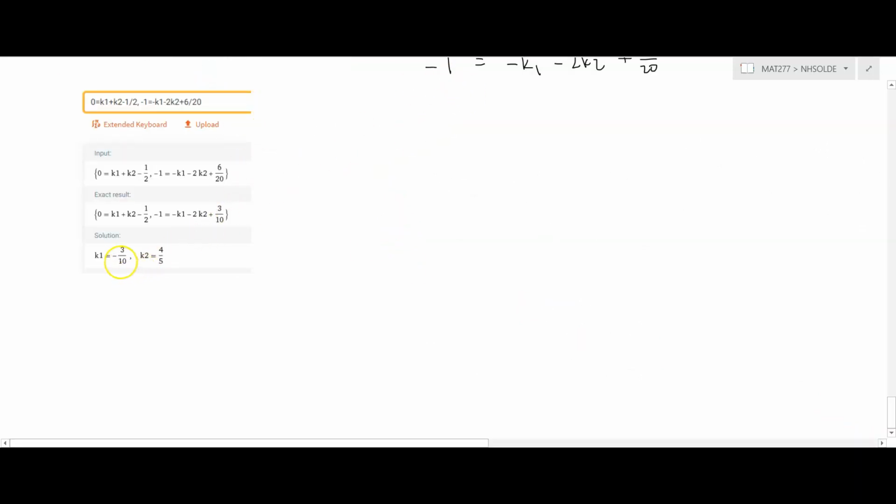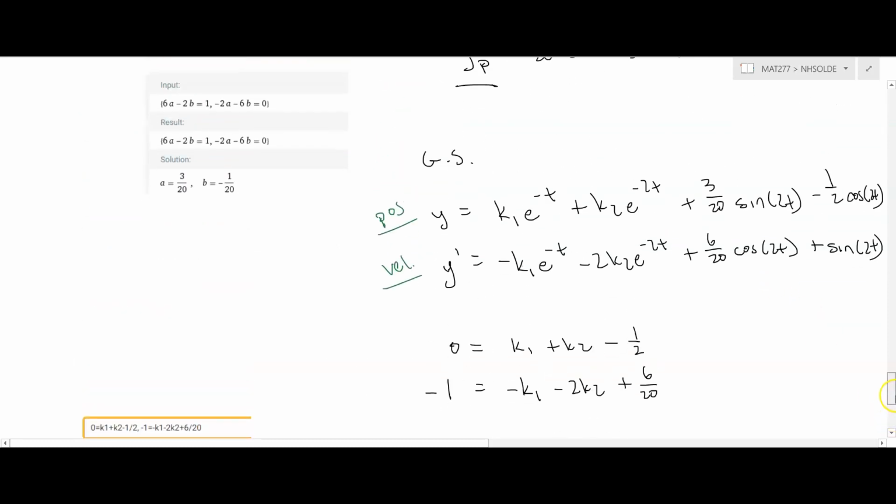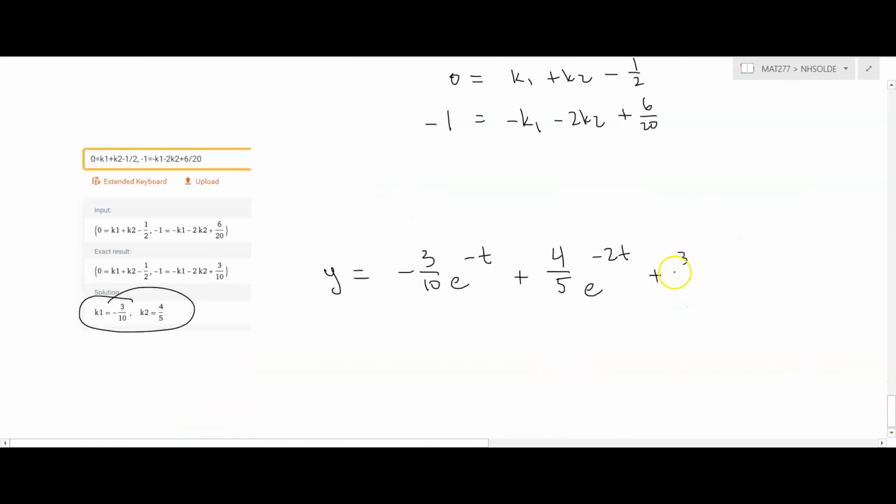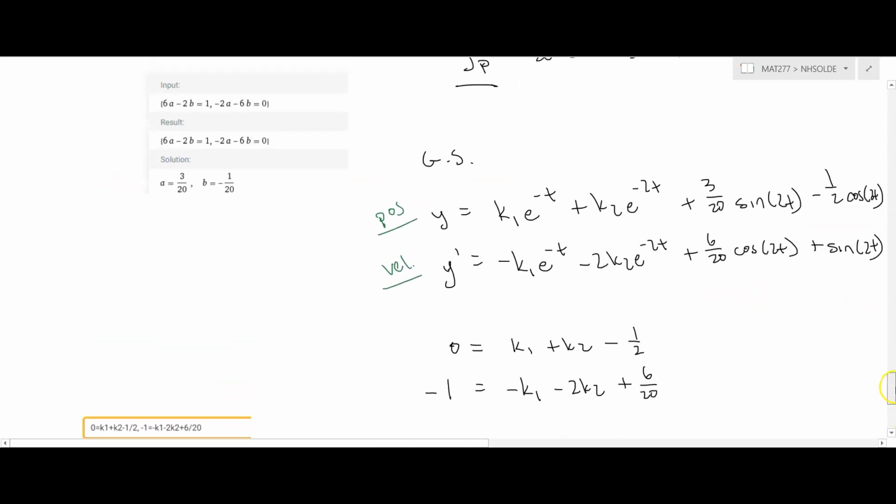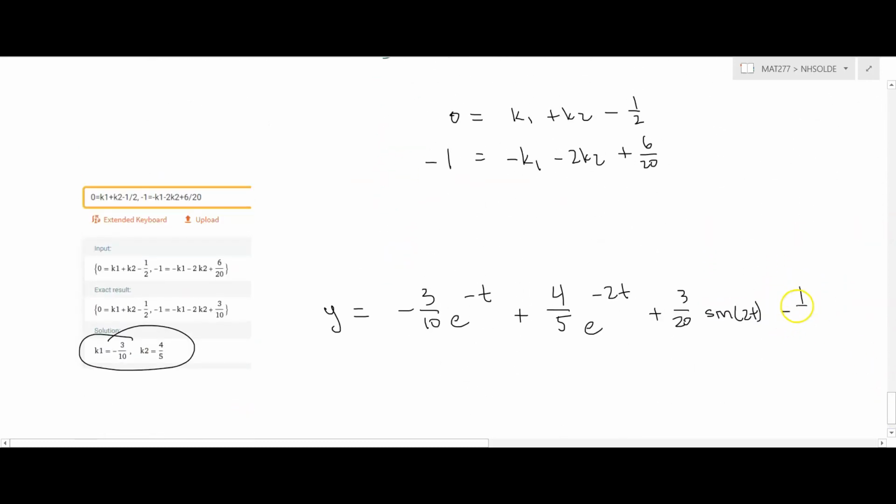So here we have those coefficients k1 and k2, -3/10 and 4/5. So I can say y equals -3/10, it's k1, e to the negative t, plus k2, which is 4/5, e to the negative 2t. And now I get those sine and cosine terms, which are 3/20 sine 2t. And then finally, I have -1/2 cosine 2t. This should make for some interesting behavior. Let's go ahead and take a look at the graph.